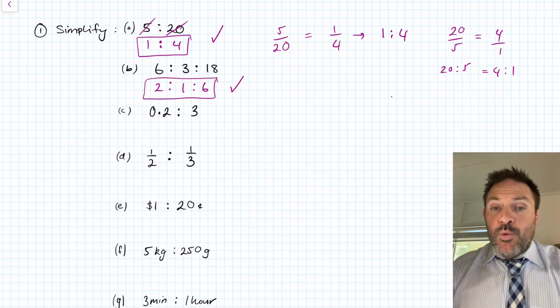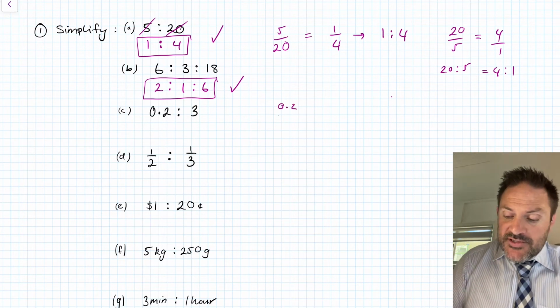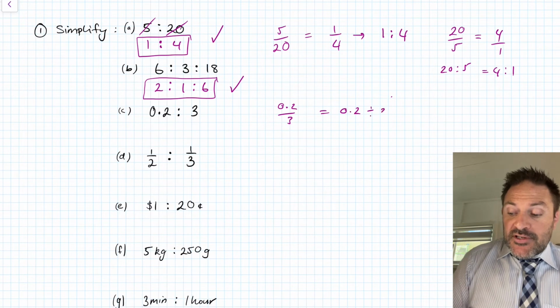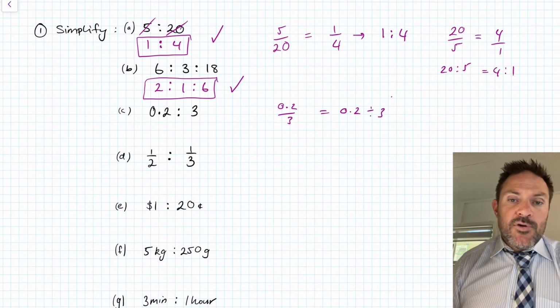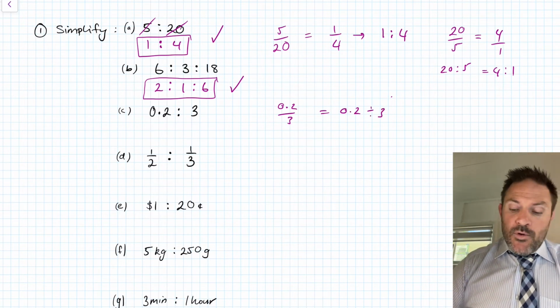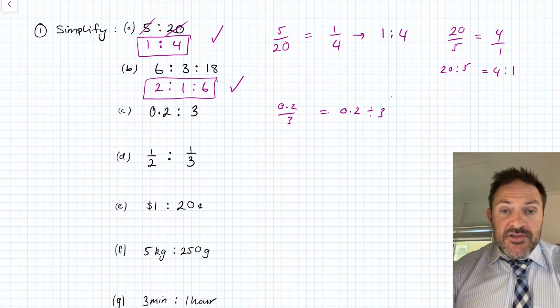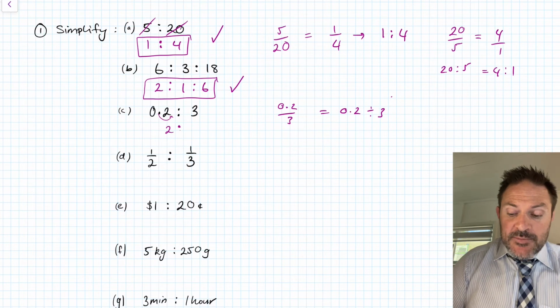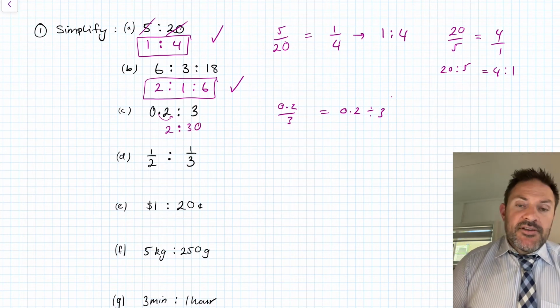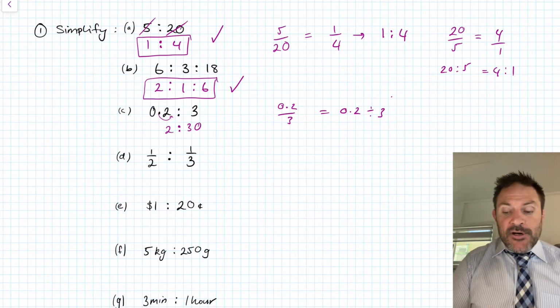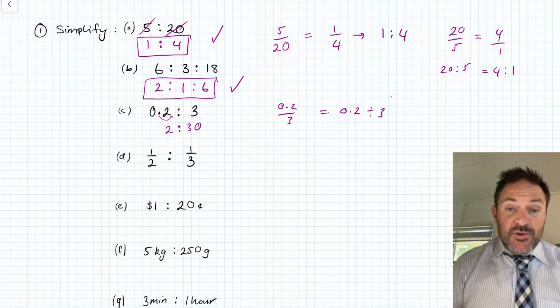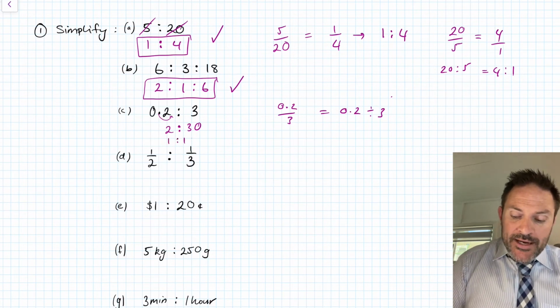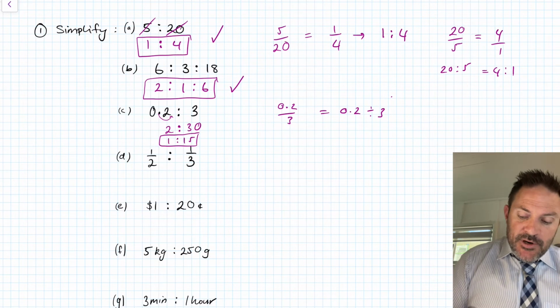The next one, if you want to do it in your calculator to make it a little bit easier, do 0.2 over 3, or you can even do 0.2 divided by 3. That will give you a quick answer. Otherwise, I can simply multiply both sides by 10, or within one decimal place, and that gives me 2 to 30. I can now simplify down. I'm going to halve both of those, or divide them by 2. I get 1 to 15 as my answer.